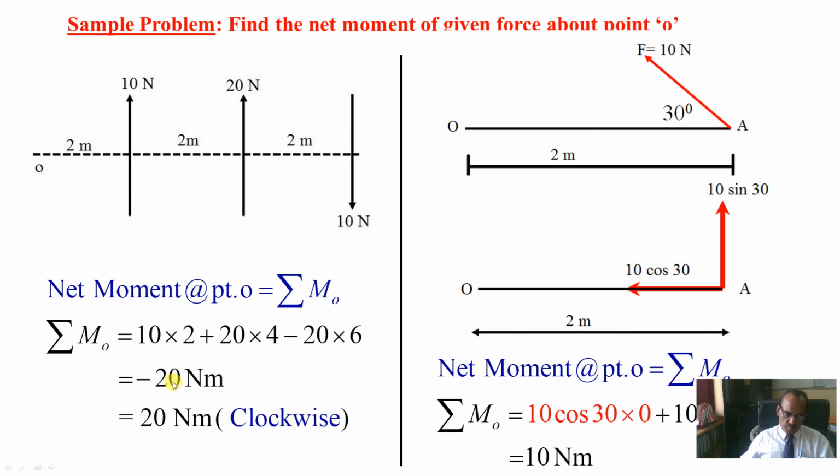Minus, what is the meaning of minus? Movement is clockwise. 20 Newton meter, movement is clockwise of all these three forces about point O.